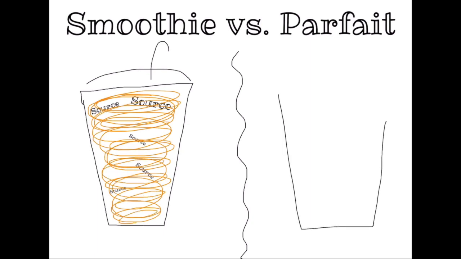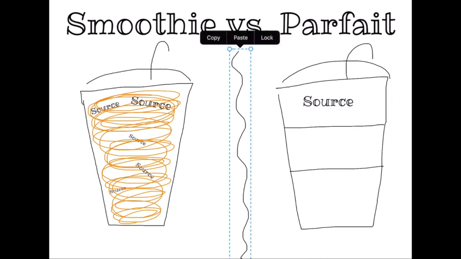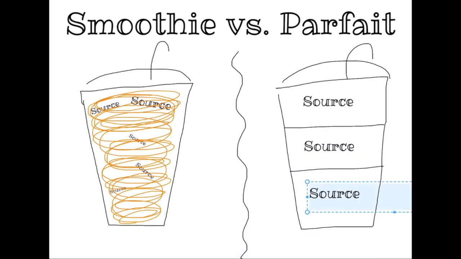On the right-hand side, you have what we call a parfait. Now, if you don't know what a parfait is, it's stacks of different ingredients. So, you might see a parfait that has fruit on the top, and then some type of nuts in the middle, and then yogurt at the bottom. We don't want to write our essay like a parfait. A parfait is stacked, and a smoothie is well blended.